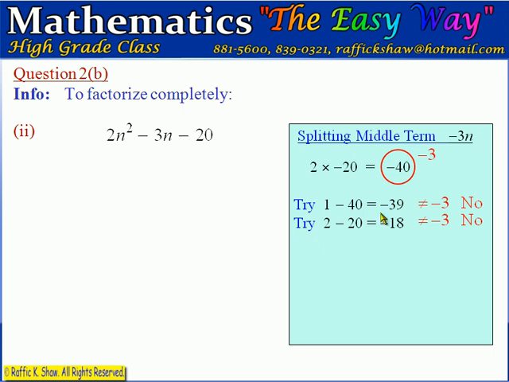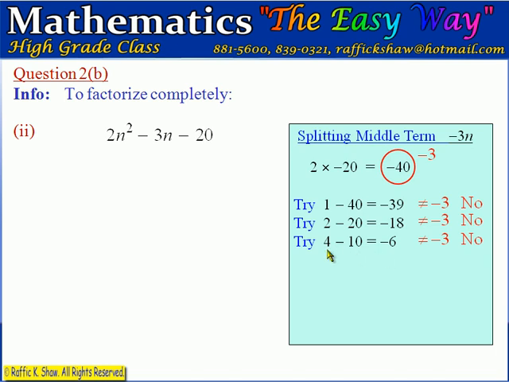3 and what? 3 is not a perfect factor of negative 40. So we move down to 4. 4 and what? 4 and negative 10. 4 and negative 10 are factors of negative 40. But when we add 4 and negative 10, the result is negative 6. We are looking for negative 3. And so no, we have not yet found the factors we are looking for. Right? And so we have to move down again.